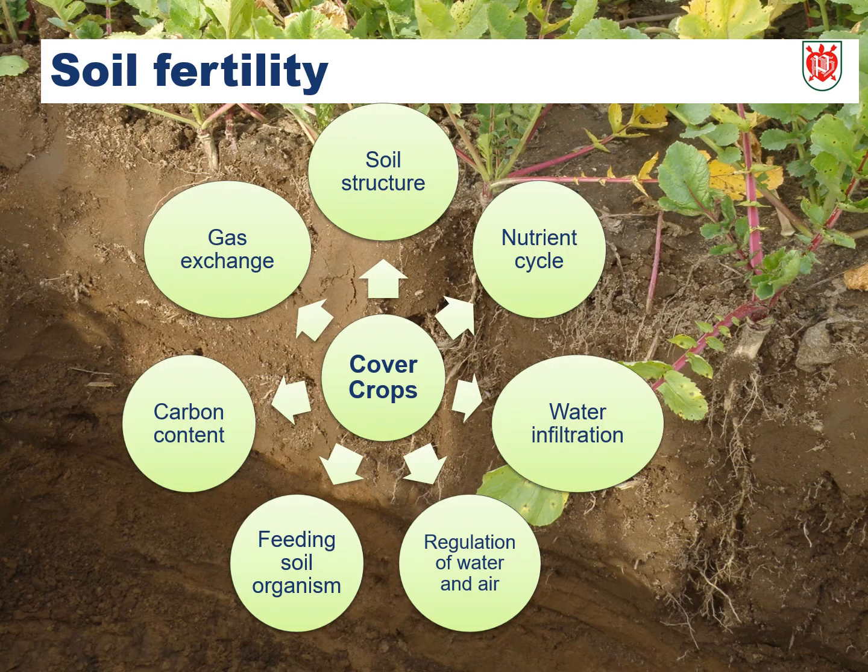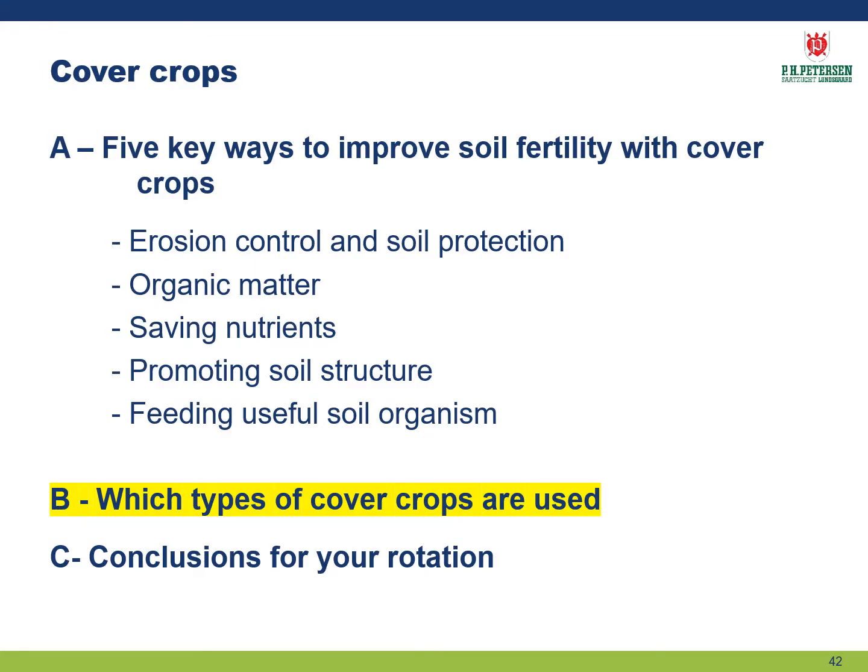So soil fertility is influenced by soil covering in soil structure, nutrient cycle, water infiltration, regulation of water and air, feeding soil organism, carbon content, and gas exchange. Which types of cover crops are used?